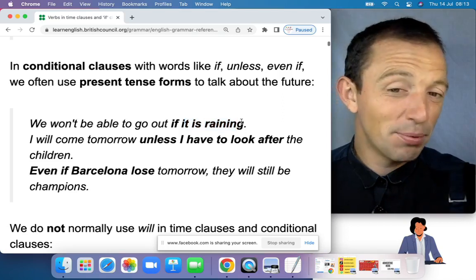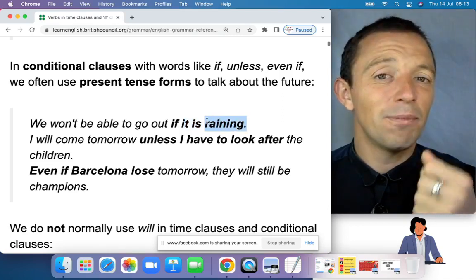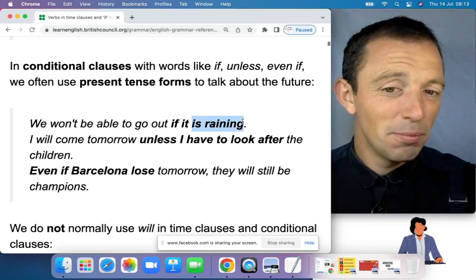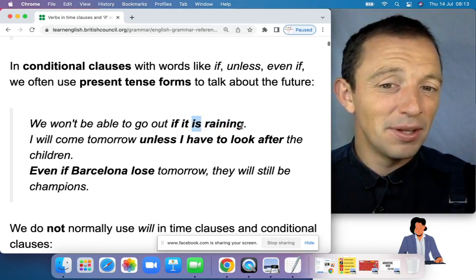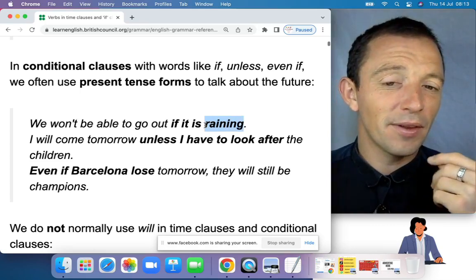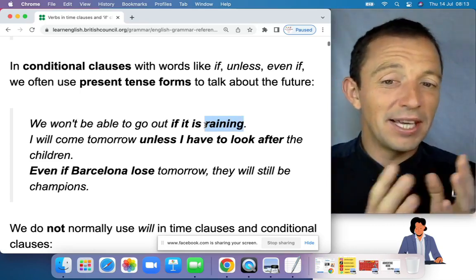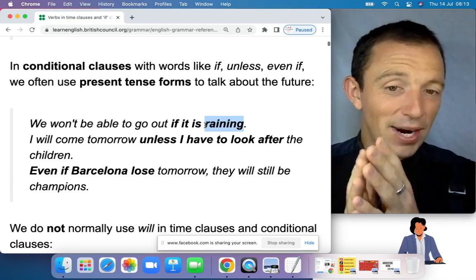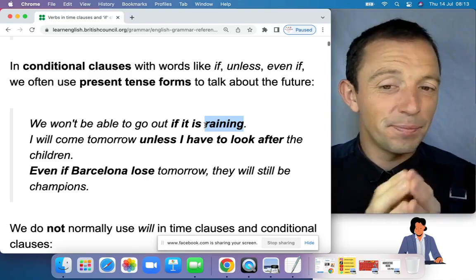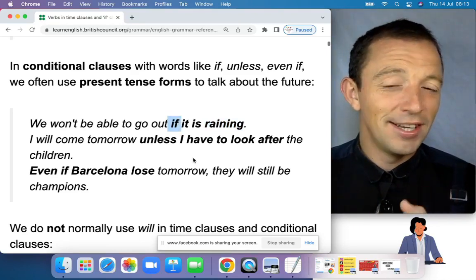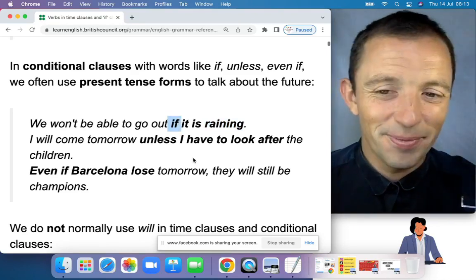Okay, and this probably is the noun form, raining. It's possibly the present continuous, but it's also possibly the present simple with the activity and the noun raining. So we won't be able to go out if it is raining. That is the present, but we are speaking about the future because we have the conditional if. Understood? I'm not sure. Okay, let's continue.